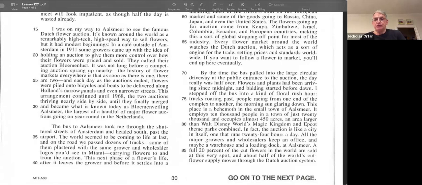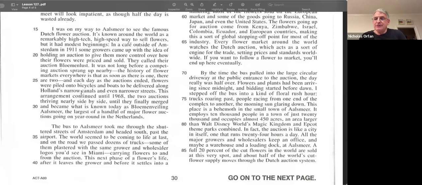Flowers and plants had been arriving since midnight, and bidding started before dawn. I stepped off the bus into a kind of floral rush hour. Trucks roaring past, people racing from one end of the complex to another, the morning sun glaring down. This place is a behemoth, meaning gigantic, in the small town of Aalsmeer.